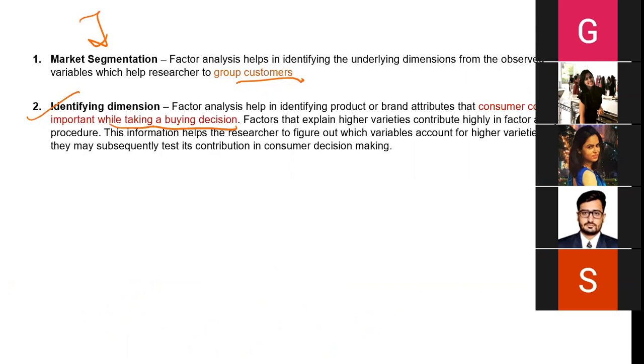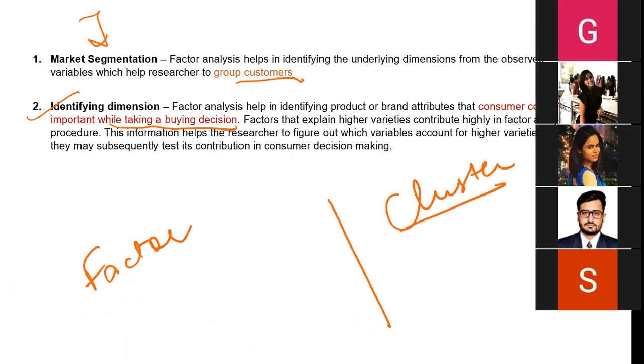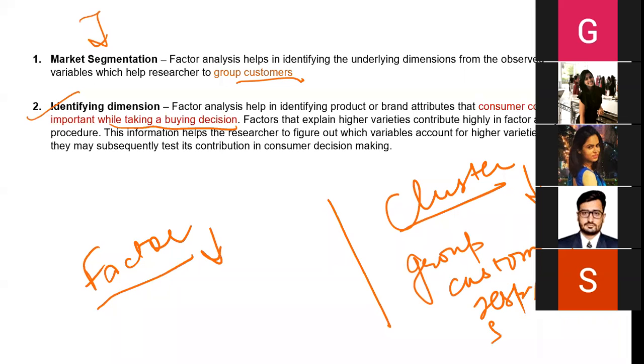What is the difference between factor and cluster? In cluster, we group customers, and in factor, we group variables. In cluster, we group customers or respondents, my sample cases, or rows. Whereas in factor, you group the variables.